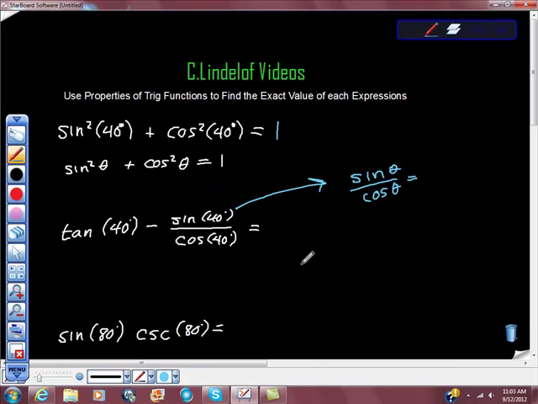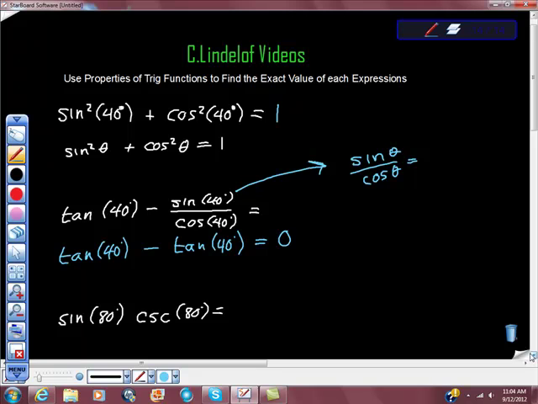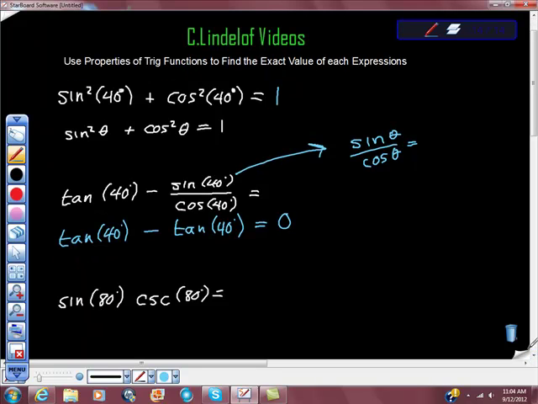So that's what I'm going to do here. I'm going to say now that we have tan of 40 degrees, and I'm going to use sine over cosine as tan, so this negative sign is this one, minus tan of 40 degrees. A number minus itself is equal to 0, isn't it? So without the identities, this is really hard to do, nearly impossible, but with the identities it gets a lot simpler. These are just some pretty basic ideas right here.